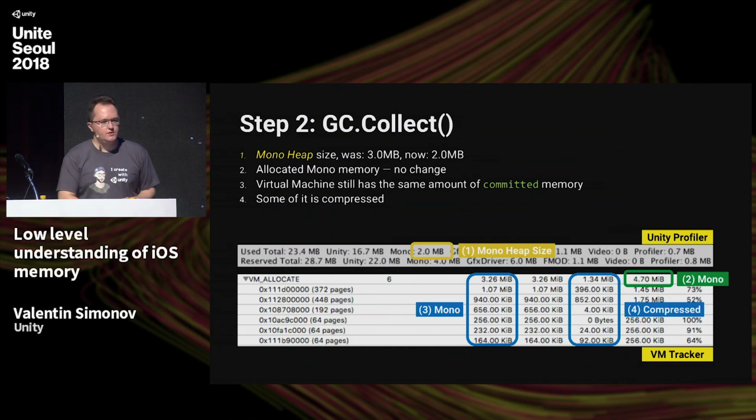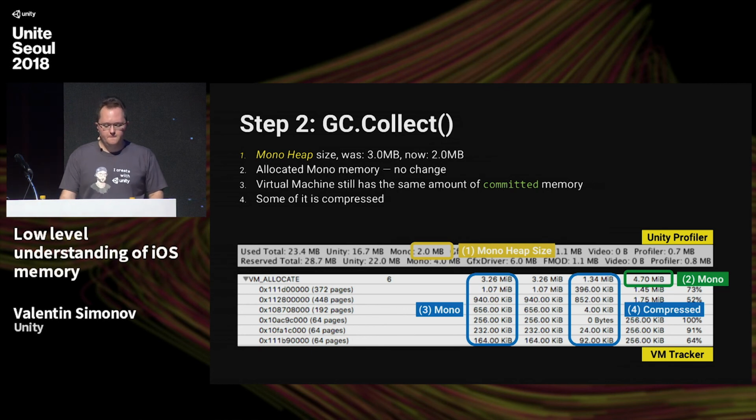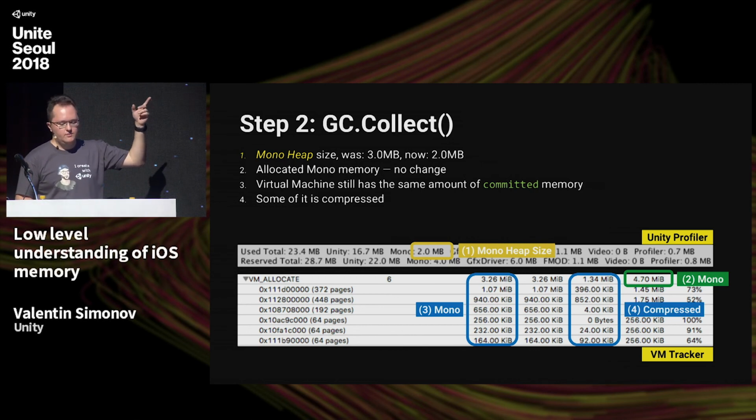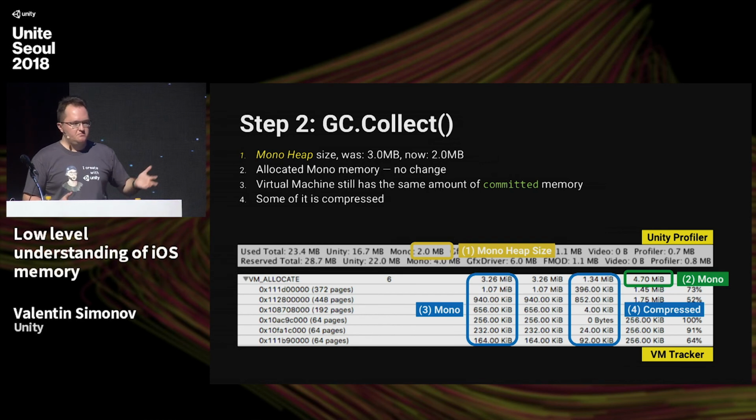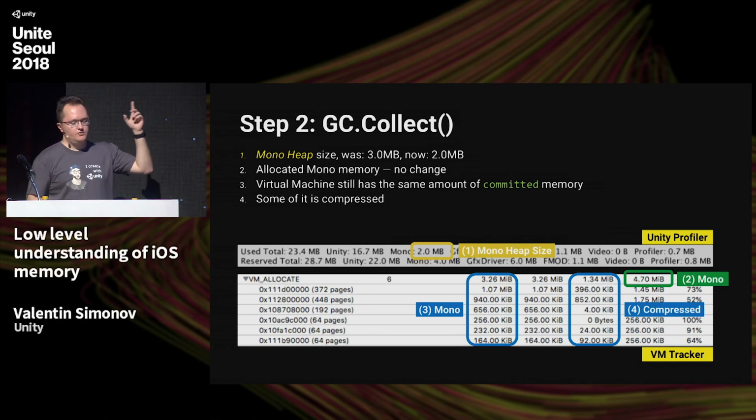So let's see what happens when we call GC collect. So first thing we see is that mono heap size has decreased, as reported by Unity profiler. So this is highlighted in yellow. This is 2 megabytes. But the thing is that actual allocated and committed memory has not changed. This is shown by VM tracker, which didn't change at all. And also this is shown by mono total in Unity profiler.